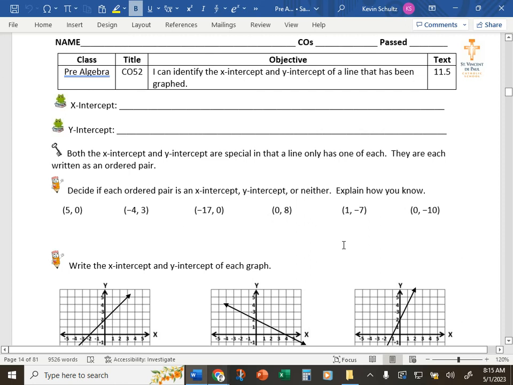Pre-algebra. We're covering CO52, the first objective in Unit 9. And we're going to start by looking at what are called x-intercepts and y-intercepts of a graph.